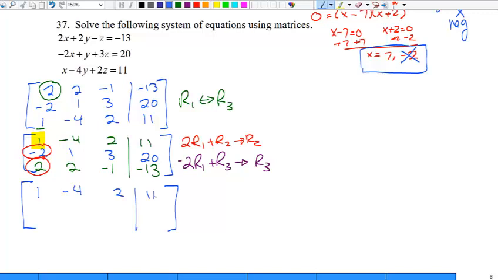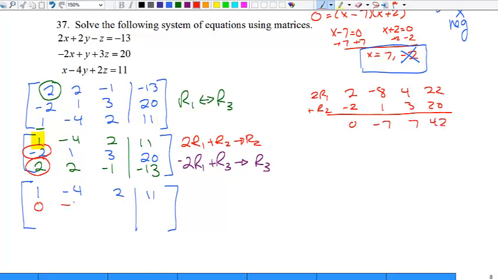And for row 2, I'm going to do some work off to the side here. I'll do it in red off to the side. Sometimes, I taught you 2 different ways in the video. You can either do it vertically, so I'm going to take row 1 times 2, so that's 2, -8, 4, and 22. And then I'm going to add it to row 2, which is -2, 1, 3, 20, and then we add down.